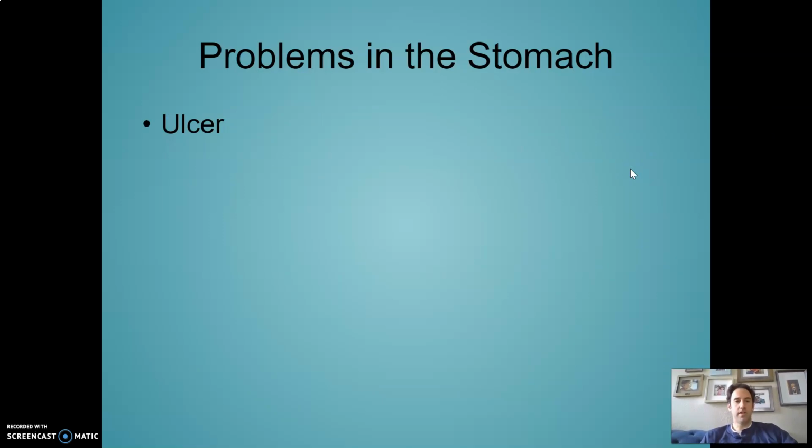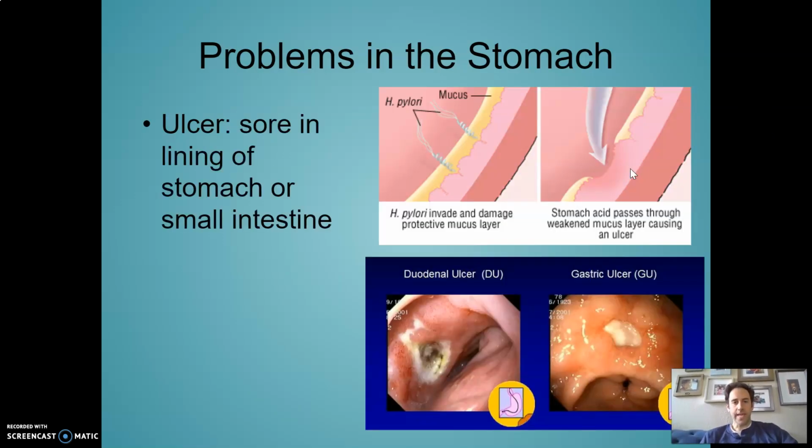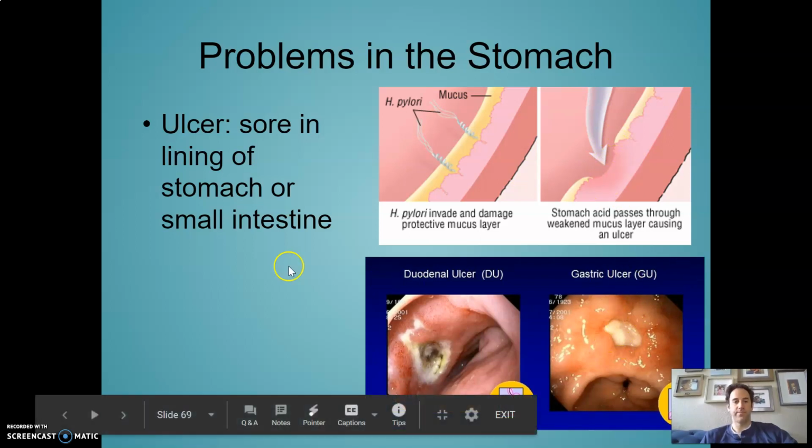Another problem you hear about related to the stomach is an ulcer, and that's a sore in the lining of the stomach, and it's caused by bacteria that damage the cells that produce that mucus lining. And so without that mucus lining, the acid damages the stomach and can cause problems.